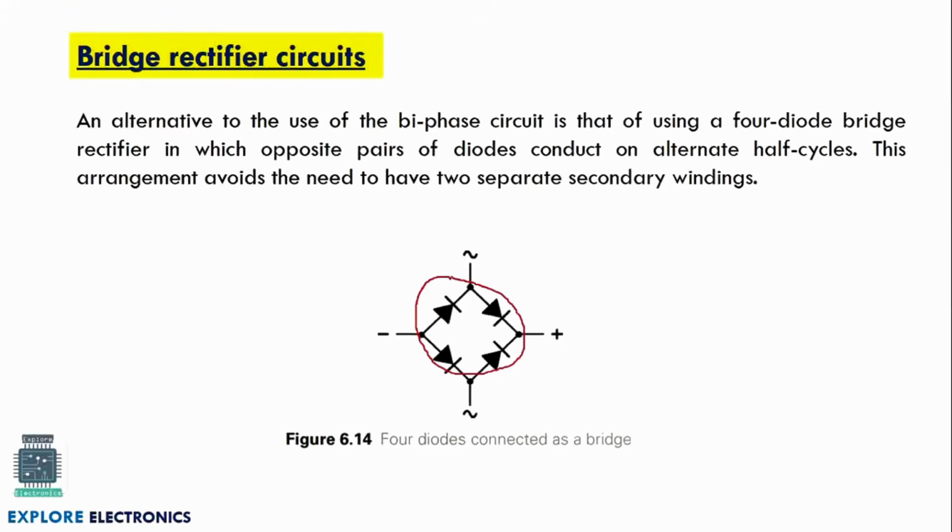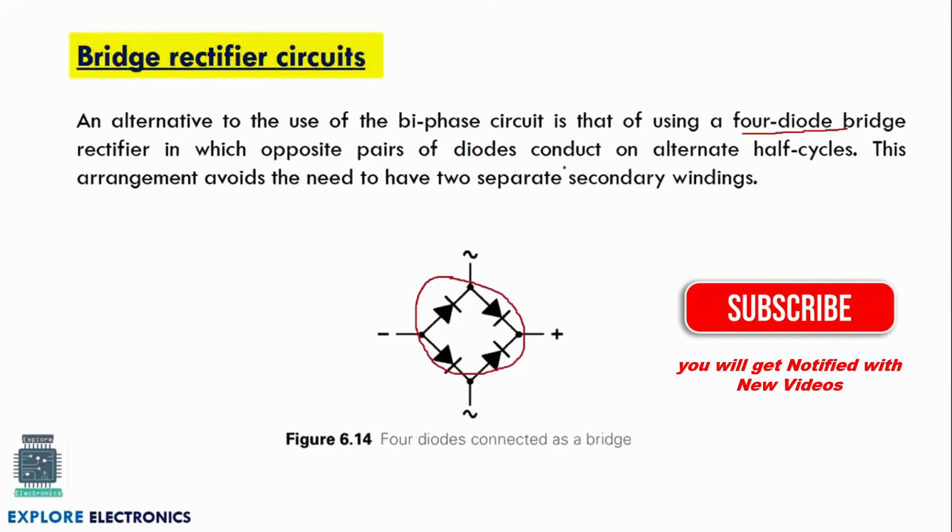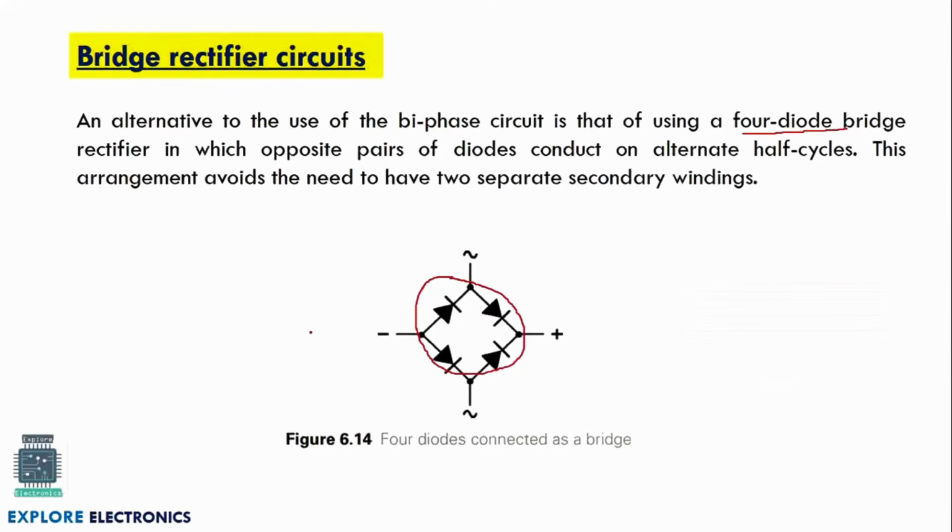It will be called a bridge rectifier circuit. It will consist of 4 diodes connected in a bridge fashion. So the diode arrangement will be like this. If we connect the diodes like this, the opposite pairs of diodes conduct when the alternating half cycles are coming into the input.